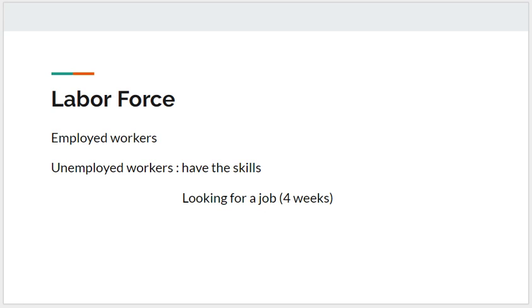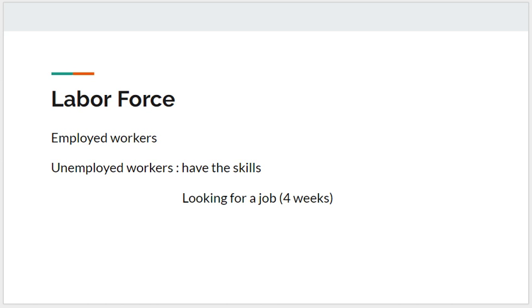It can be divided into two parts. One is the employed workers, and another one is the unemployed ones. Employed workers already have a job. Unemployed workers don't have a job, but they have the skills to work, and they have been looking for a job in the last 4 weeks.